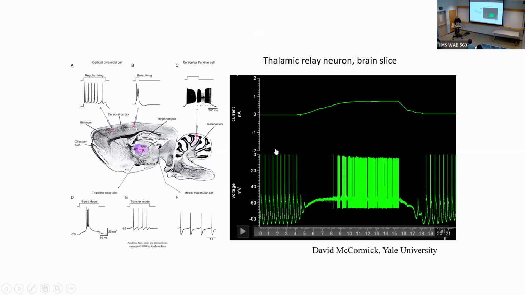Yeah, when he was at Yale. He now teaches happiness studies at the University of Oregon. These days, he put microelectrodes into neurons.